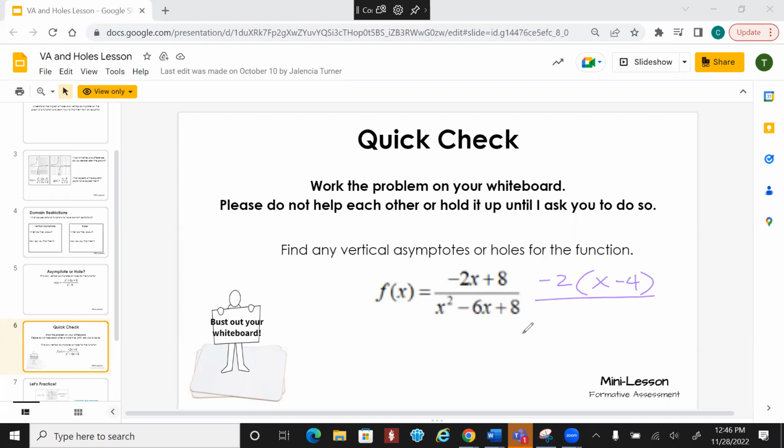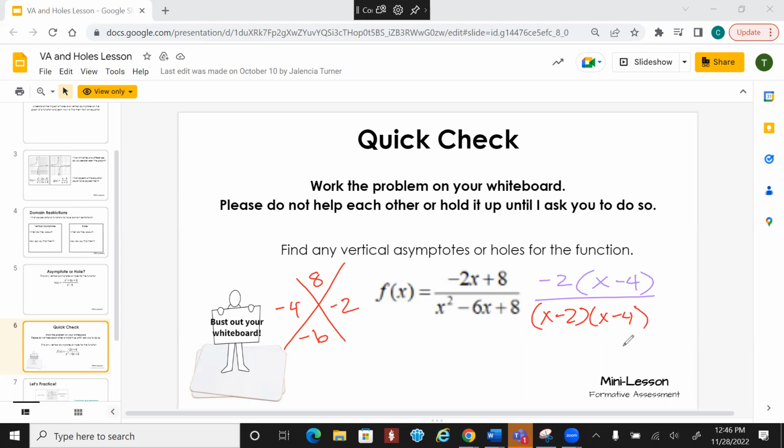In the bottom, I'm going to do the whole a times c thing. I'm going to say a times c is going to give me 8. B is going to give me -6. What two numbers can I multiply to get me 8, but add together to get me -6? That's going to be -4 and -2. So it's going to be x minus 2 and x minus 4.